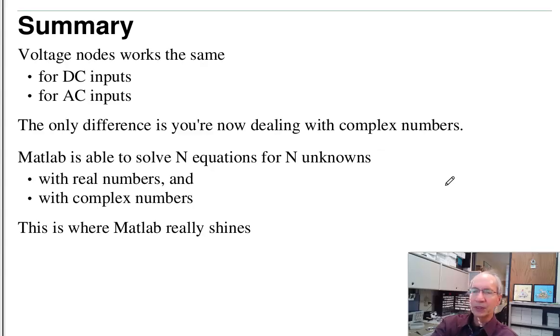It works for real numbers. It works for complex numbers. So once you have MATLAB and phasors, and if you don't mind complex numbers, whatever you did at DC, same thing works at AC, now with complex numbers. And that is lecture number 25 for ECE 211, Voltage Nodes with Phasors.